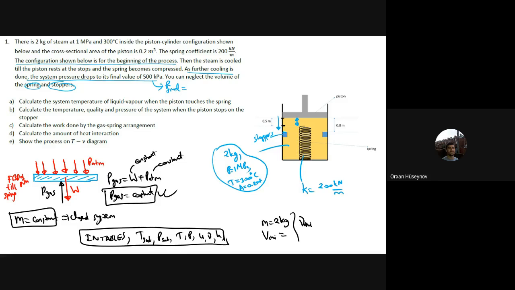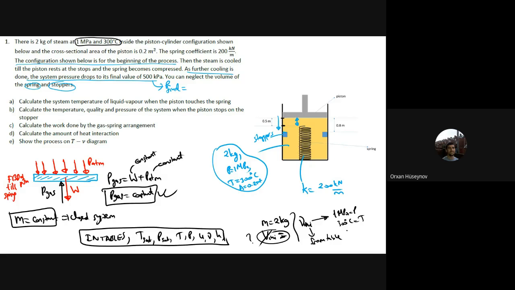Now let's start. For the initial volume, you have 0.5, 0.8, but you don't have any value to find the initial volume. Therefore, this one is a problem. It doesn't help us to find the initial volume. But instead of using the mass and volume relationship, you can find the initial volume from these values: 1 megapascal of pressure and 300 degrees Celsius of temperature. If you use these temperature and pressure values, you can find the initial nu from the table.